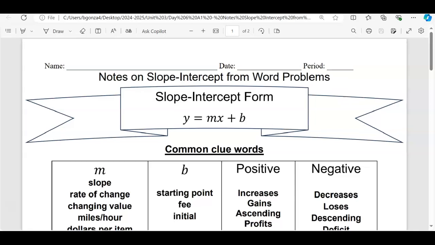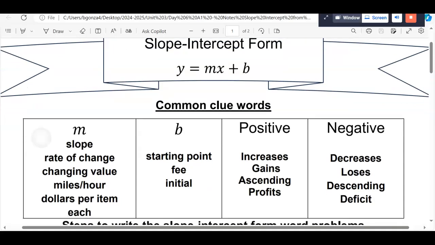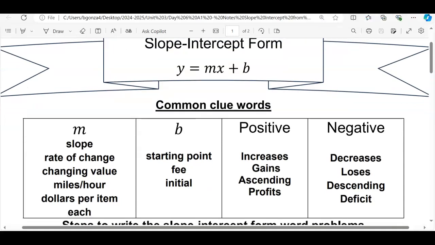Okay, there we go. Now, does everybody know slope-intercept form? Right? We know y equals mx plus b. That's old news, 2 weeks ago, right? Okay, so when we know y equals mx plus b, we can read a word problem. You can actually read it. Remember, on the EOC, actually read it. Okay? And you're going to look for some common clue words.